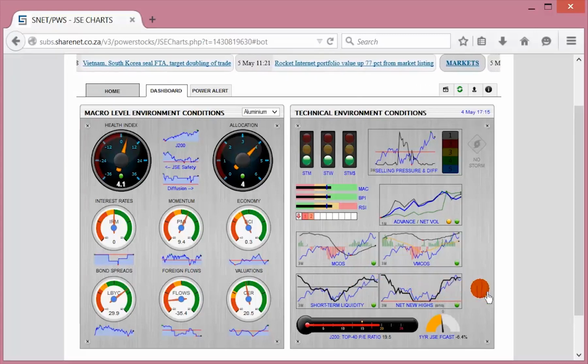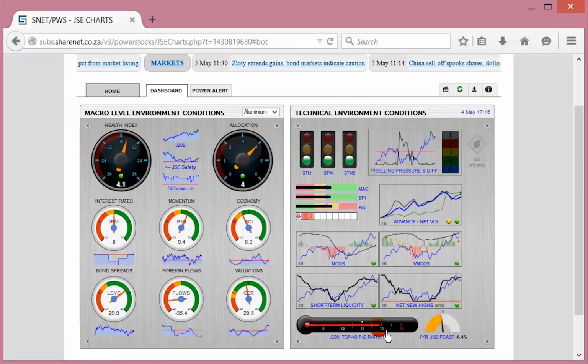So really, if you're a beginner, the things to watch here are obviously these robots or traffic lights if you're following any one of our seasonal models, the selling pressure index and the short-term liquidity index. Those are probably the most important short-term gauges you should be looking at. Down here is more for investors.